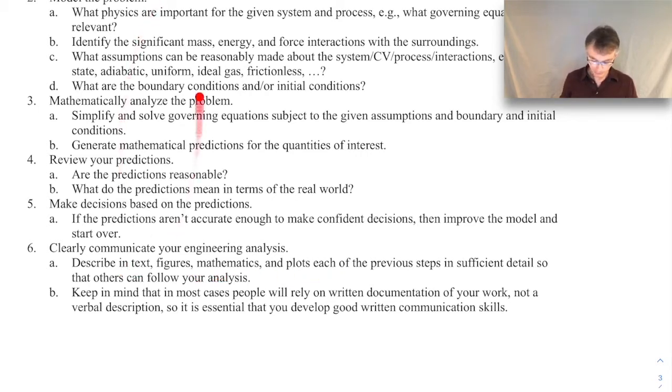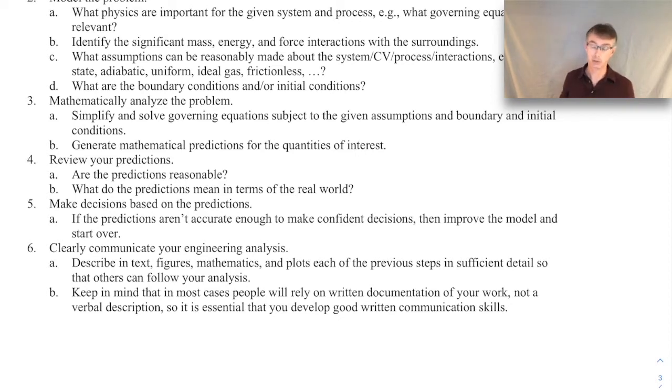All of these previous steps, you need to be able to support, the model steps that you've taken. So you have to document them, and they have to be done in sufficient detail so that others can follow your analysis. It's best to write all these things down, because even though you know what you're doing, other people don't necessarily know what you're doing.